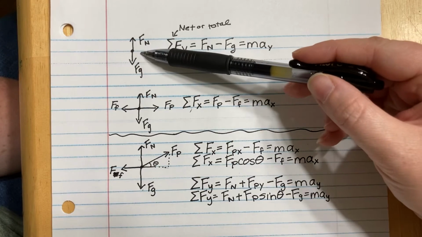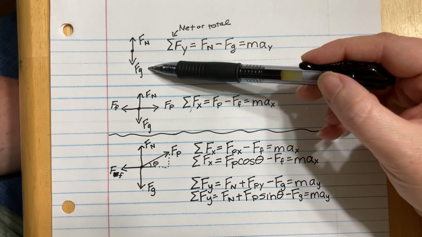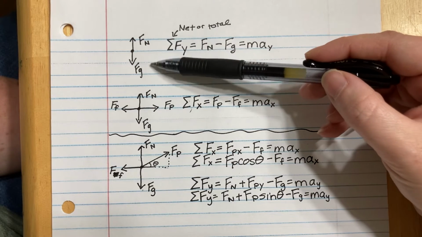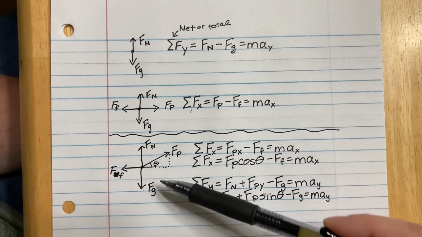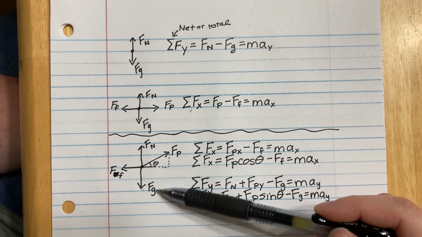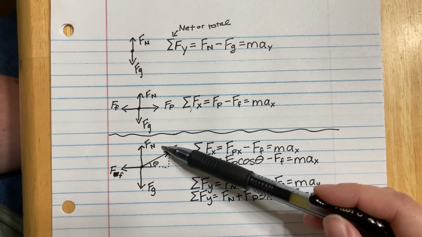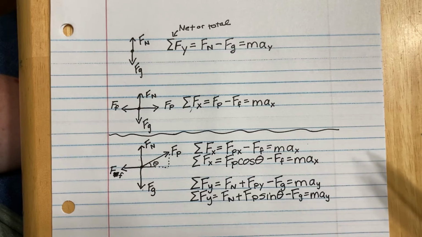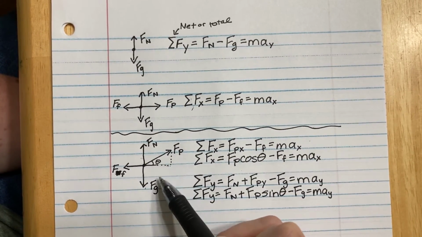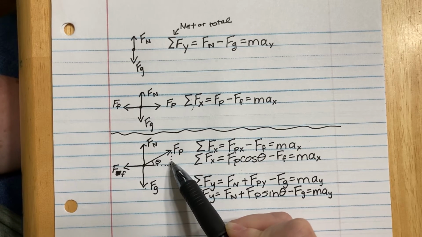In this case, it's just sitting still, so your normal force and your gravity are going to cancel out. They're equal amounts in opposite directions, so your Fn and your Fg are going to be the same. In this case, I have gravity pulling down, my pull in my rope pulling up, and normal force is going to make up the difference. So normal force is essentially going to be whatever part of the weight is not being supported by the rope.